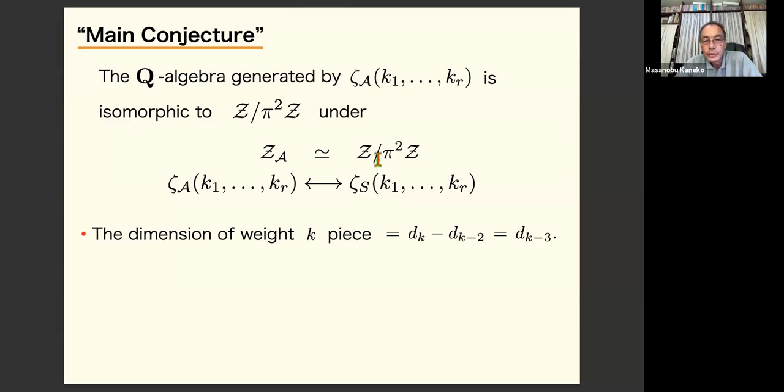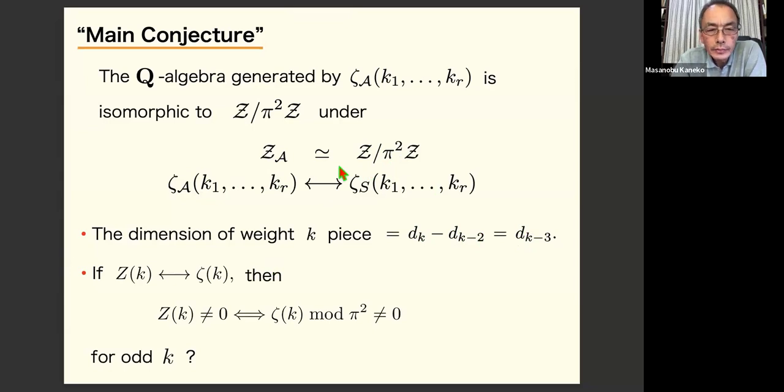So if we assume the direct sum conjecture, that the weight gives us a grading, this explains the dimension conjecture, because the weight k piece is simply d_k modulo pi squared, which has weight 2. So d_k minus d_{k-2}, which is d_{k-3}, is the conjectured dimension of the weight k part of finite MZVs.